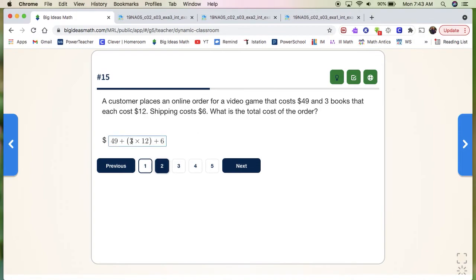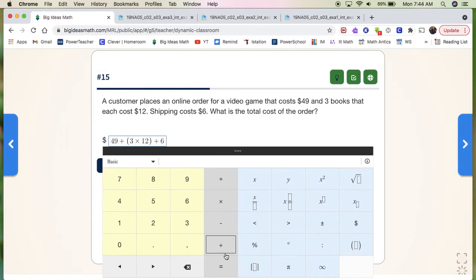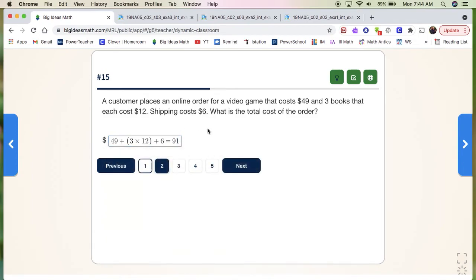If you multiply 3 times 12, you get 36. If you add 49 plus 36 plus 6, that should equal, if I'm figuring this right, $91. If I'm wrong, don't sue me. Pretty sure about that. Let me check that. Yeah, $91. That's the total cost of the order.